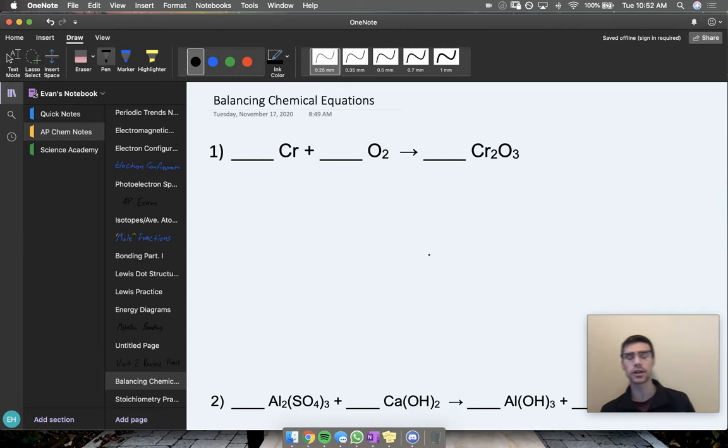Holtz, and today we're going to be looking at some practice problems for balancing chemical equations. So let's get started. The first one we're looking at here is a synthesis reaction with chromium and oxygen where we're creating chromium oxide. Now, whenever I'm balancing a chemical equation, I'm going to show you guys the technique that I use.